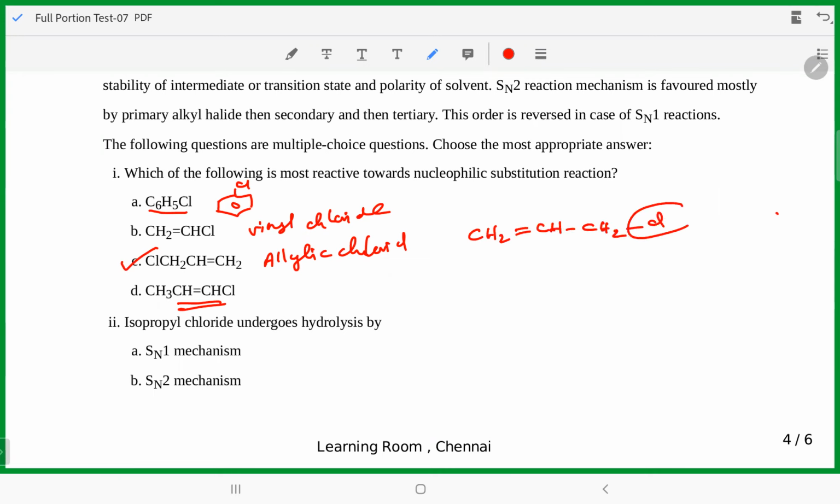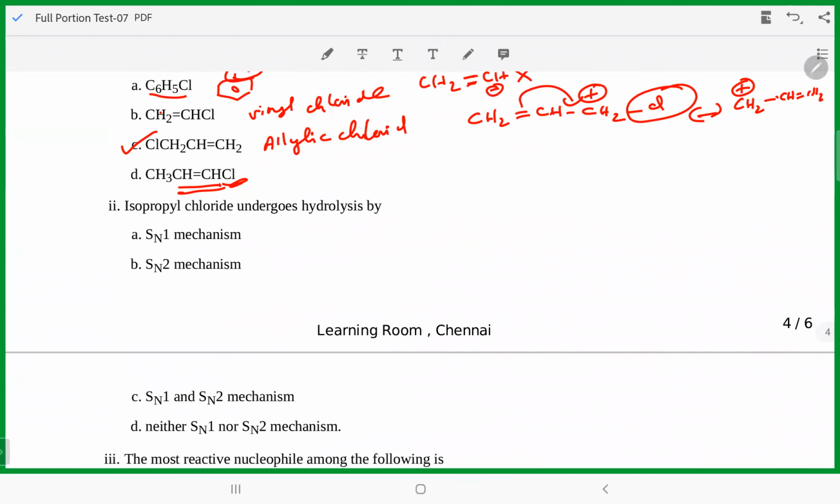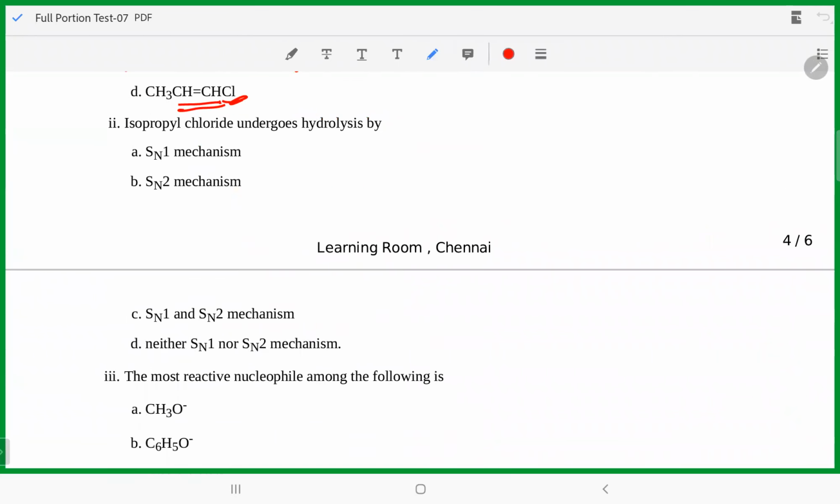The allylic chloride will go faster, because CH2=CH-CH2Cl, when the chlorine goes, gives a positive charge. This positive charge is stabilized by resonance. That's the reason allylic will be stable. Whereas when removing chlorine from vinyl chloride, CH2=CHCl, the pi electrons are already there, so it is not stable. Here also the same case, B and D. Removing chlorine from here is very difficult. So allylic chloride will be more reactive towards nucleophilic substitution, either primary SN1 or SN2 reaction.